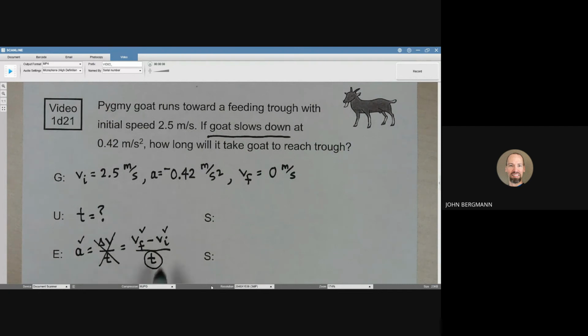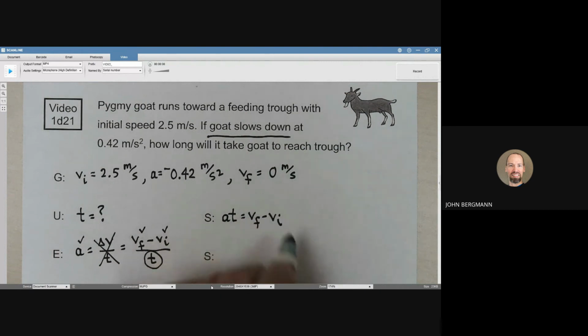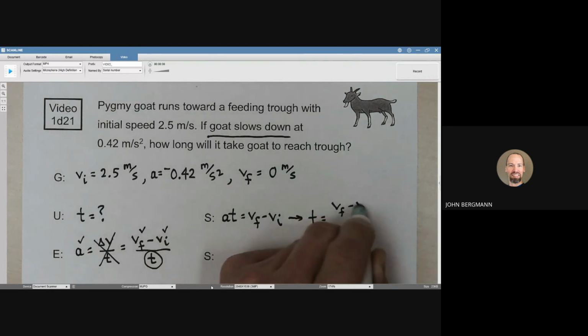This equation, you can see, is now solved for A, and we need it to be solved for T. I will show a little bit of work. If you don't need to show work, that's fine. But in order to get T all by itself on the left side of the equation, the first step that we would do is to multiply both sides by T, which would leave us with that. Then, to get T by itself, and in the numerator on the left side of the equation, we would divide both sides by A. So that means that the time is V final minus V initial divided by A.